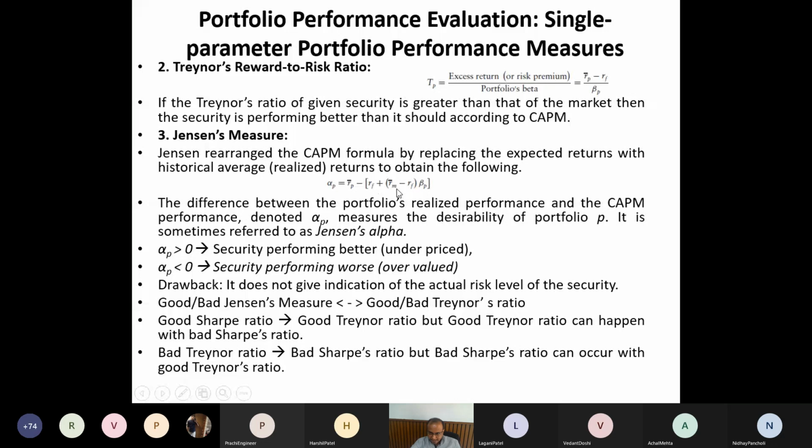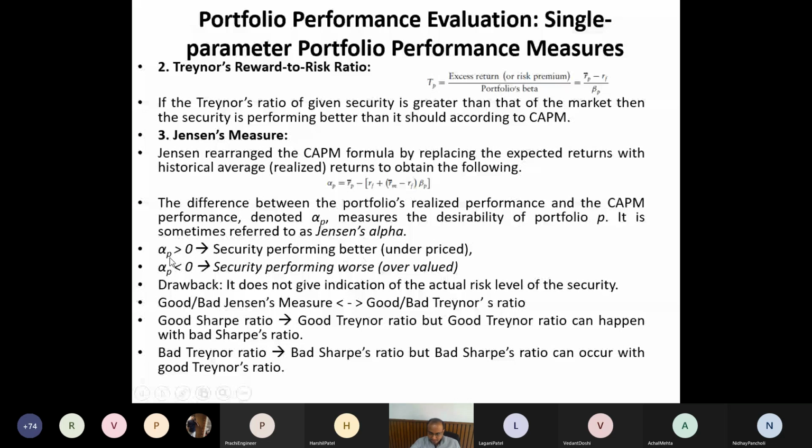Rf and Rm bar are applicable to all securities and portfolios; they are constant. Only beta p and Rp bar will vary, so it depends on these two parameters. If you get a higher alpha p, obviously your performance is better. This measures the desirability of portfolio P, meaning how desirable your portfolio is in the CAPM sense. That's why if alpha p is greater than 0, the security is performing better.